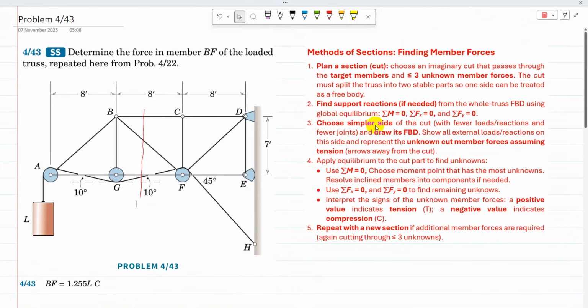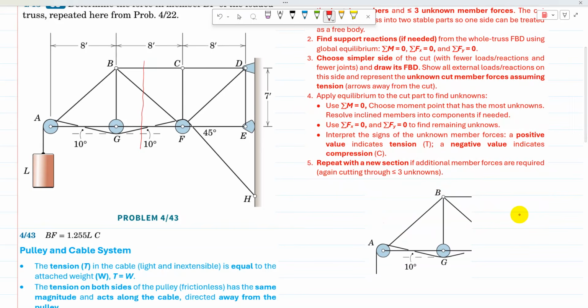The third step is to choose a simpler side. The simpler side is the left side, with fewer loads, reactions, and fewer joints. Obviously that left side has only three joints, and I am going to draw its free body diagram.